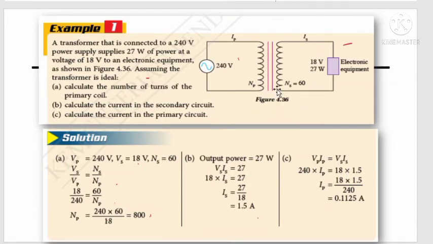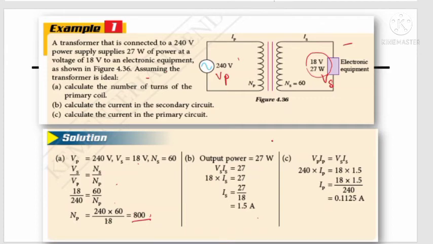Okay, let's look at one example for a calculation problem. Example 1. This is the transformer. You can see NP and this is VP. Then this one is VS and NS, and then this is the electronic equipment label. Calculate the number of turns of the primary coil. We use the relationship VS over VP equals NS over NP. You just substitute the values of VS, VP, and NS, so you will get NP equals 800.